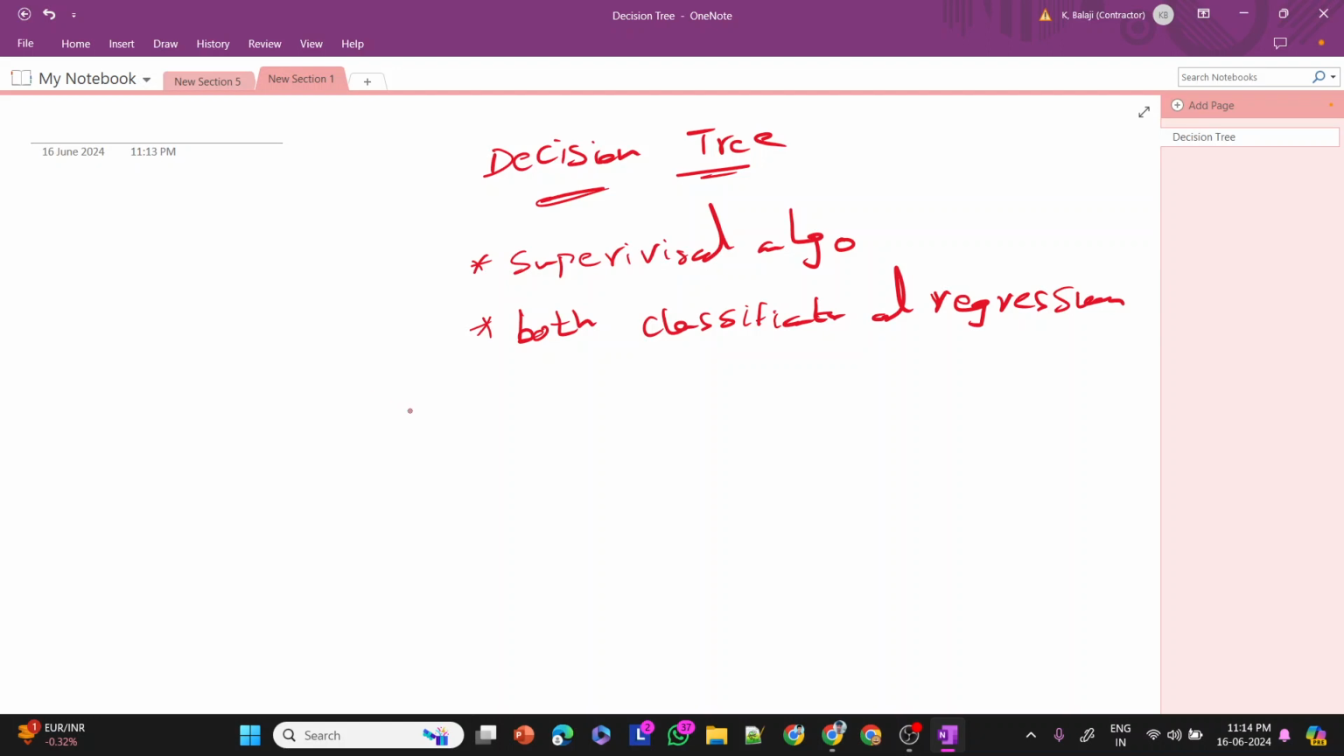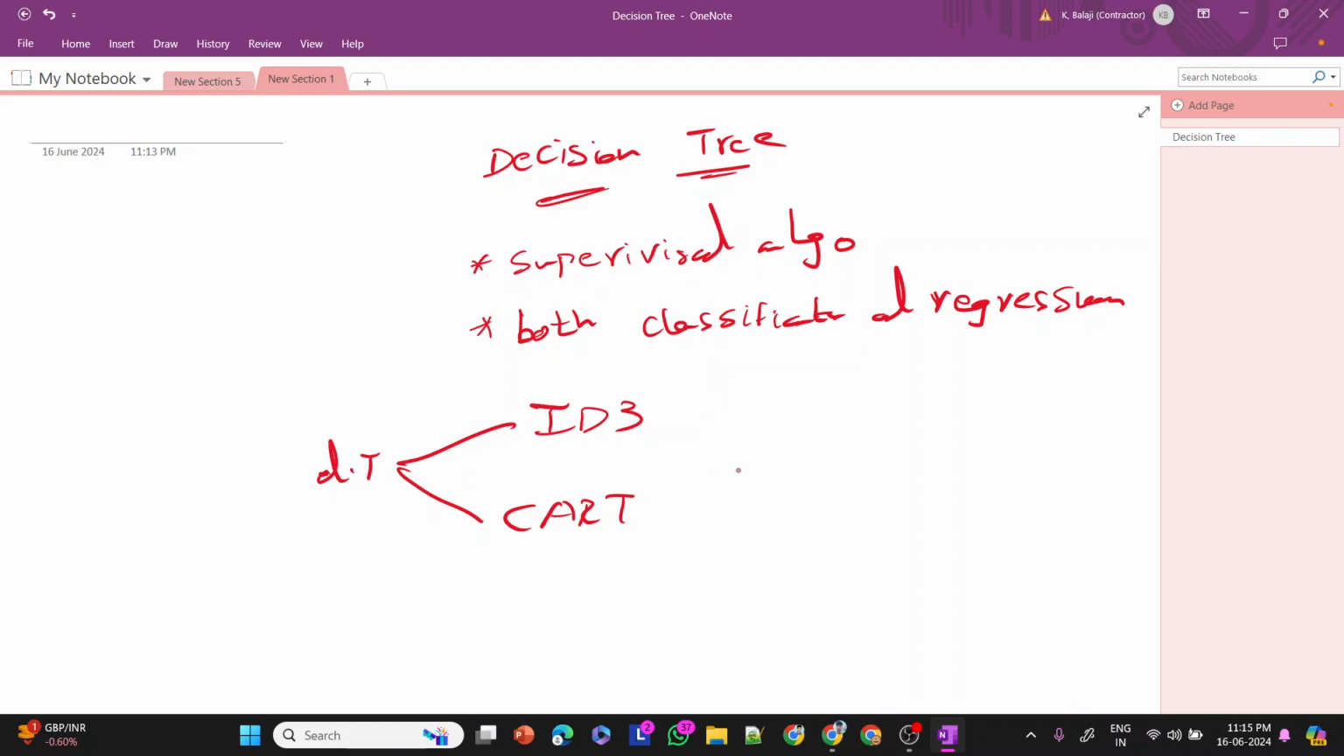This decision tree algorithm has two types. One is ID3 and the other is CART. Both are types of decision tree, but they have a little bit of a difference. Let's see what that is.